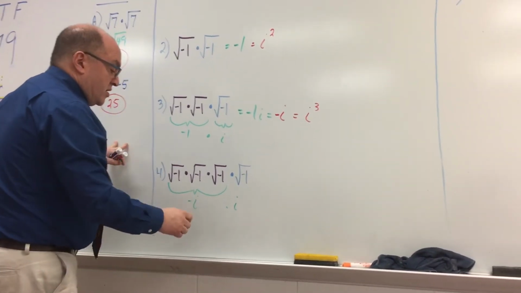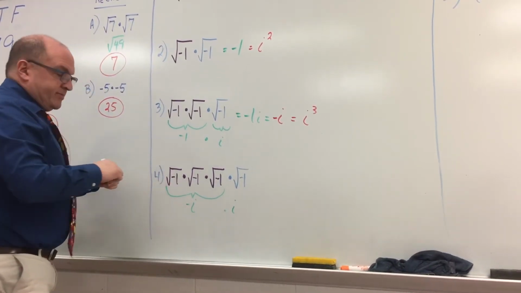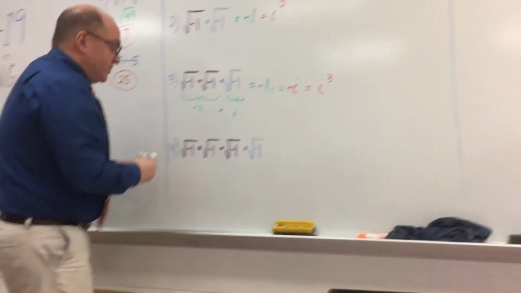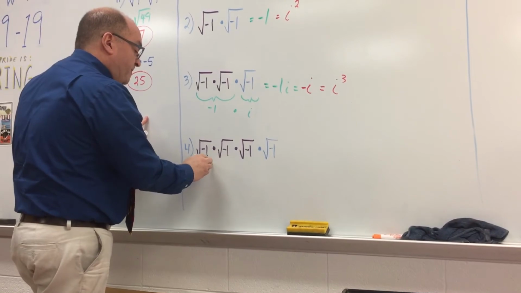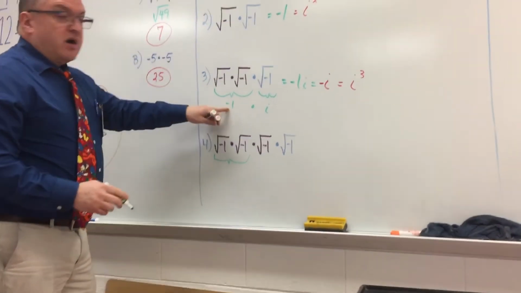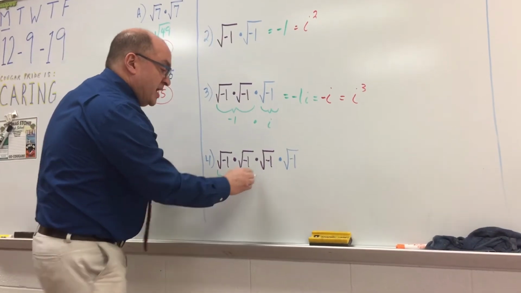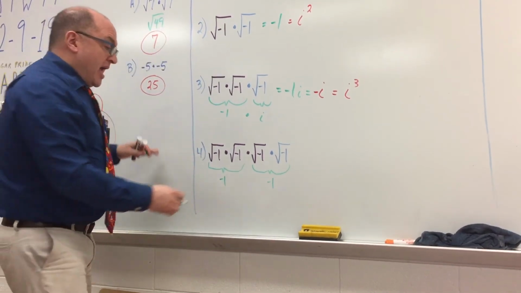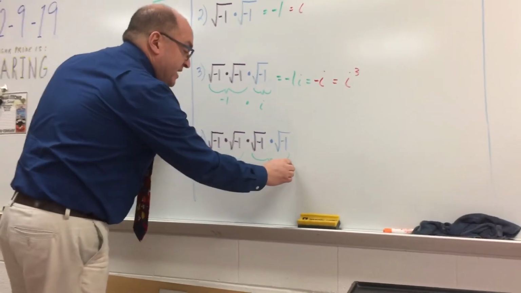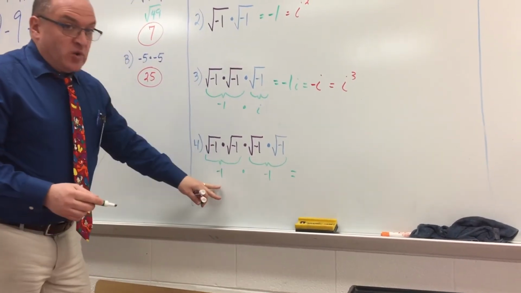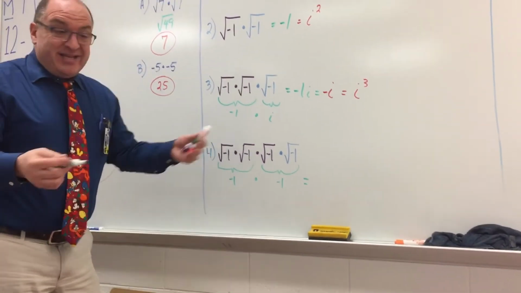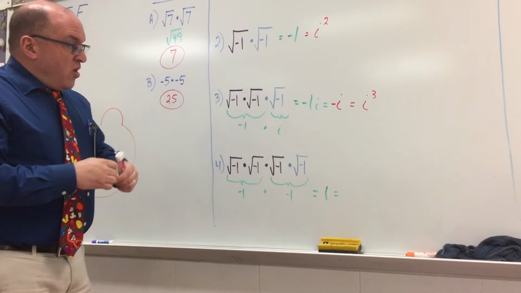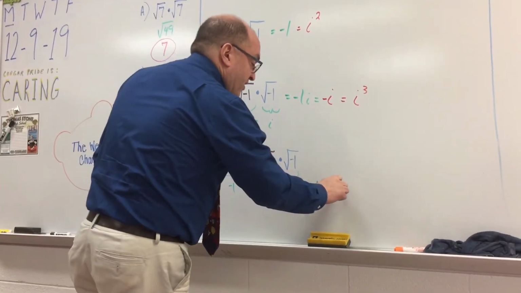And you know what? I take it back. It's going to be easier if we do it like this. I'm sorry. I'm just going to take these two pieces here. These two pieces are -1. These two pieces are -1. And -1 times -1, now not in the square root, a negative times a negative is a positive, which is 1. And 1 is i to the 4th.